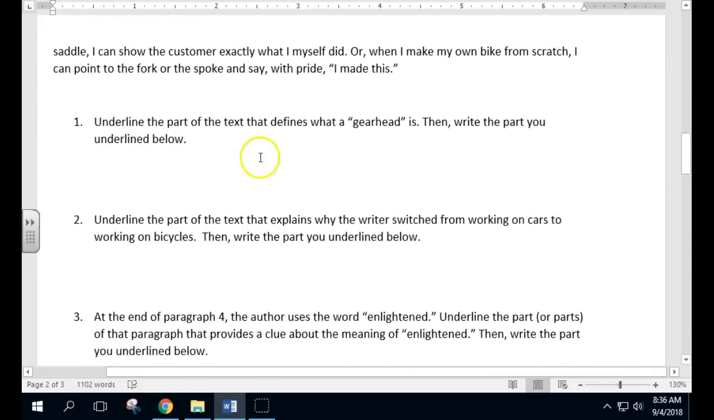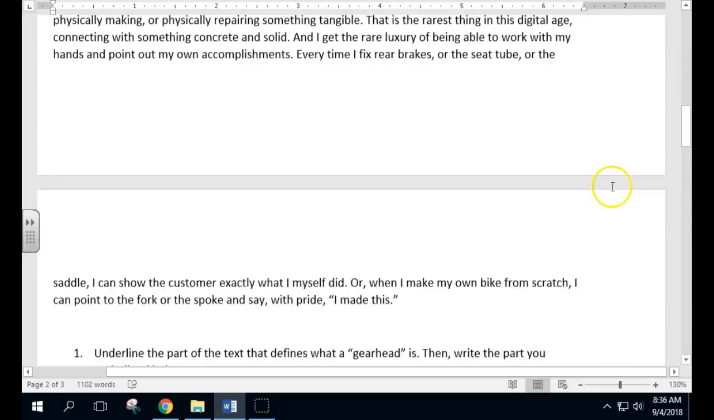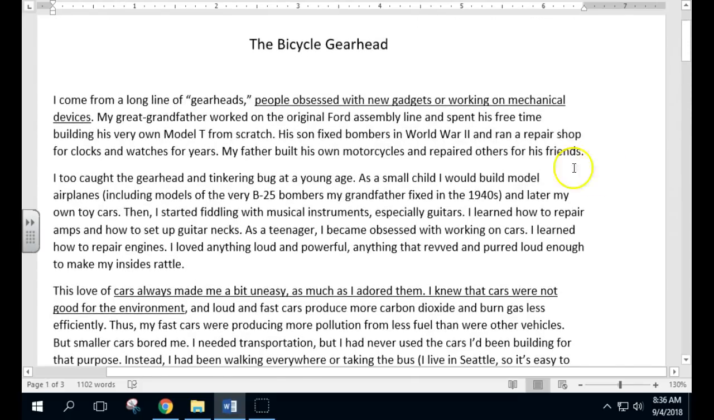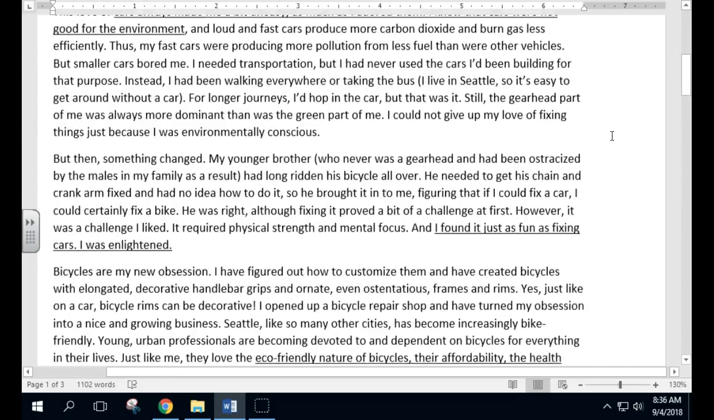So, back up to the first steps. Number one said, underline the part of the text that defines what a gearhead is. I've done that here as an example. "I come from a long line of gearheads," and then right here is that definition: people obsessed with new gadgets or working on mechanical devices.